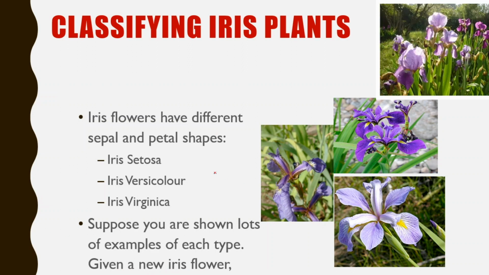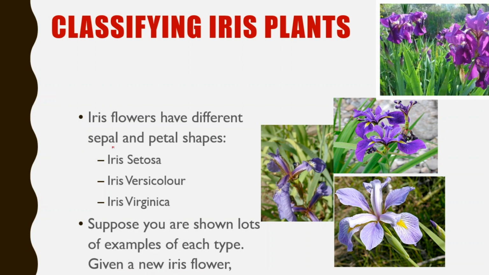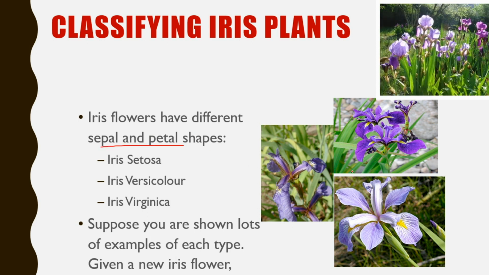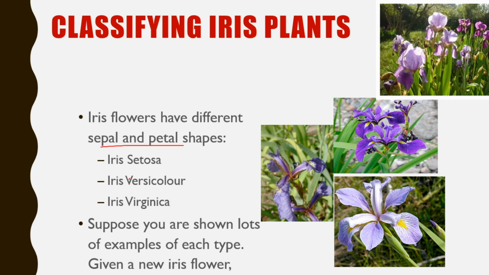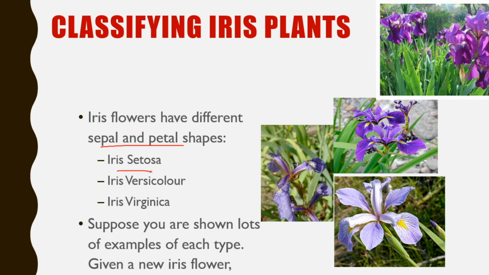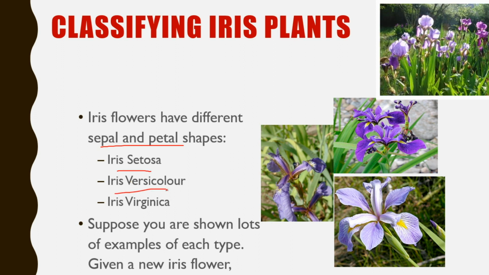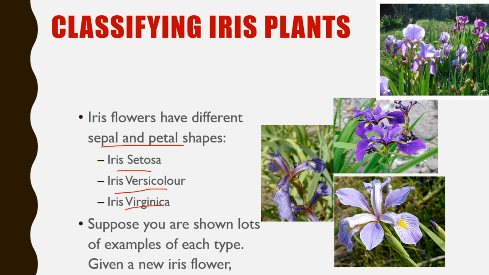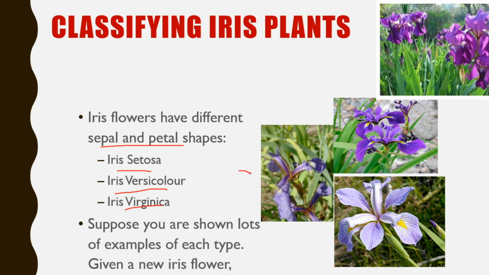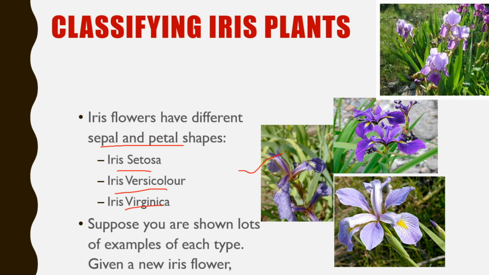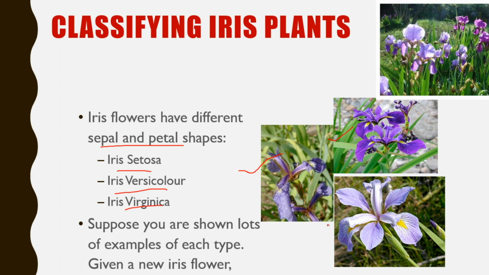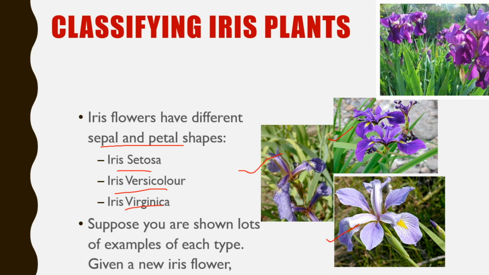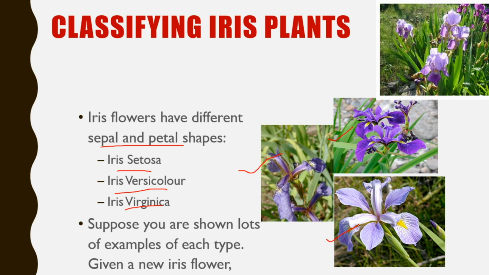As I discussed earlier, this flower has different sepal and petal shapes. So I have brought this for your better understanding. This is iris setosa, iris versicolor and iris virginica. We are going to identify whether a particular sepal length and petal length belongs to setosa, versicolor or virginica. So this is today's task.